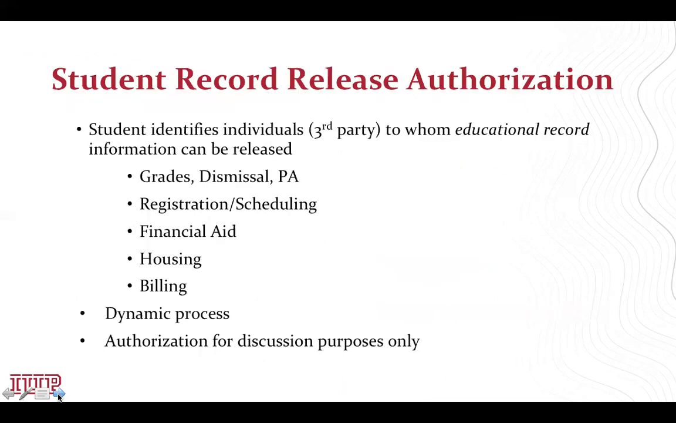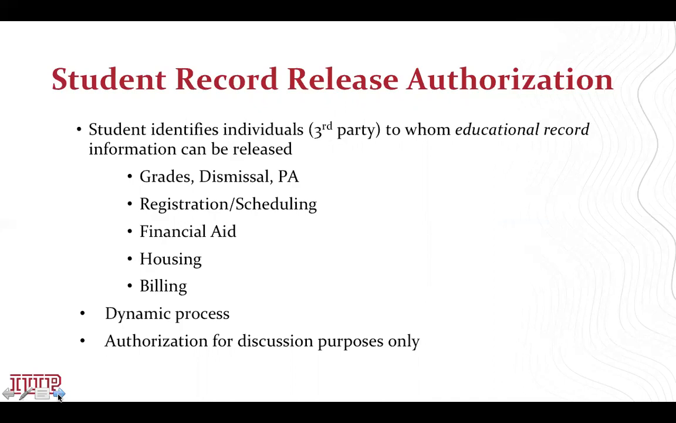How we do this is called the Student Record Release Authorization. Think of this as an online electronic permission form where students give permission for a third-party person to discuss protected educational information. Access can be given to all or select categories of the educational record regarding grades, dismissal, grade point average, registration and scheduling, financial aid, billing, and/or housing.